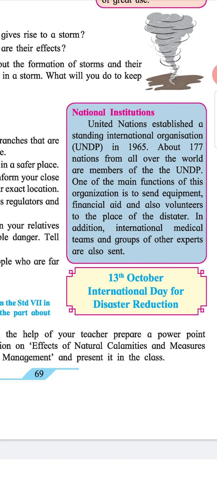Box. Heading National Institution. United Nations established a standing international organization (UNDP) in 1965. About 177 nations from around the world are members of the UNDP. One of the main functions of this organization is to send equipment, financial aid, and also volunteers to the place of disaster. In addition, international medical teams and groups of other experts are also sent. Box. 13th October, International Day for Disaster Reduction.